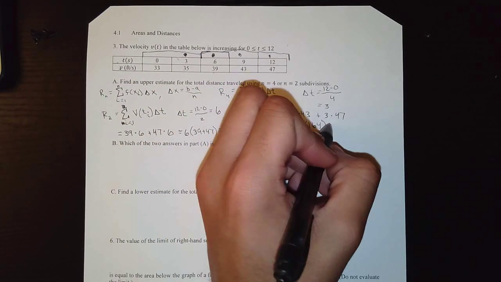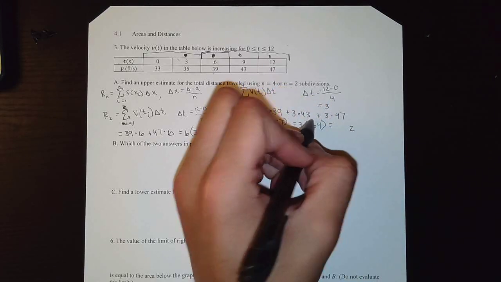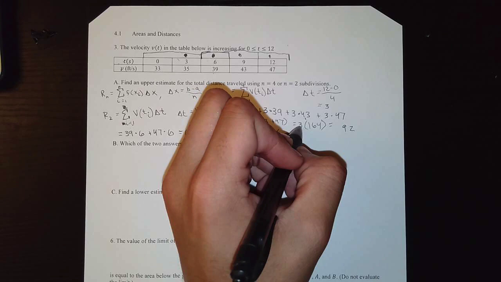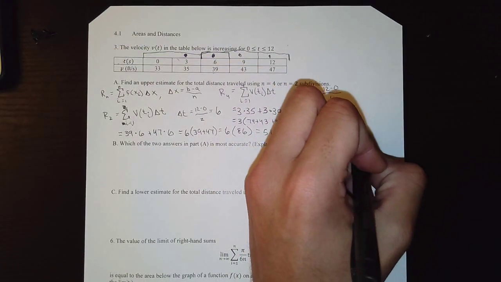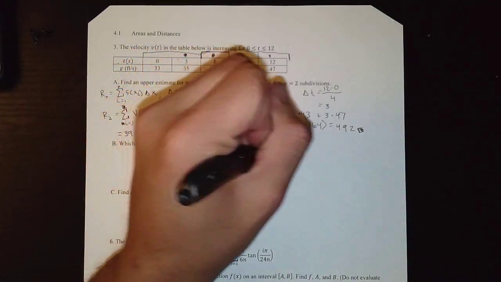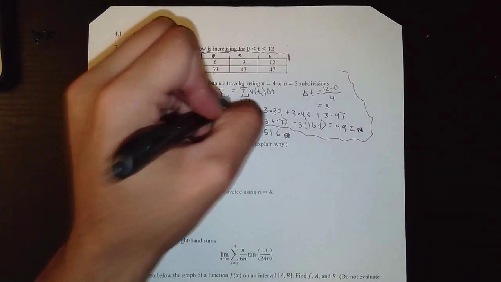And so when we multiply this out, we would get 2, bring up a 1, 6 times 3 is 18, plus a 1, 19. Bring up another 1, 3 times 1 is 3, plus a 1 is 4. So when we use 4 subdivisions, we get this answer, and when we use 2 subdivisions, we get this answer.